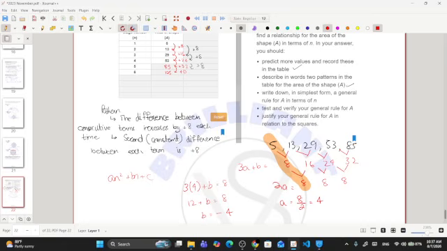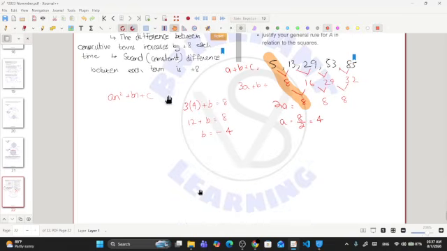Then a plus b plus c equals 5. A is positive 4, plus minus 4, plus c equals 5. 4 minus 4 gives me an answer of simply 0. So 0 plus c is equal to 5, and c equals 5. So we have the equation 4n squared minus 4n plus 5. That is going to be our sequence formed.